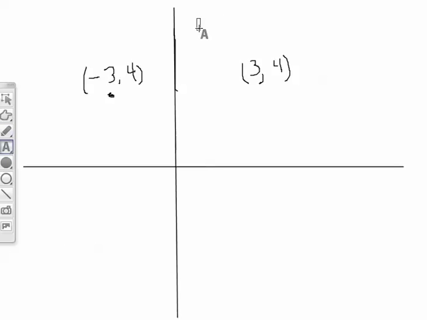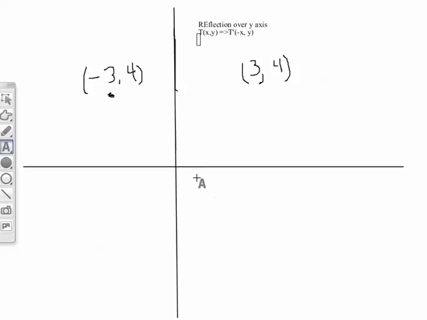For reflection over the y-axis, I'm going to take a point, T, x, y. The new rule for this one is that T prime is going to be located at negative x, comma, y. That's all there is to it. That reflected it over the y-axis.